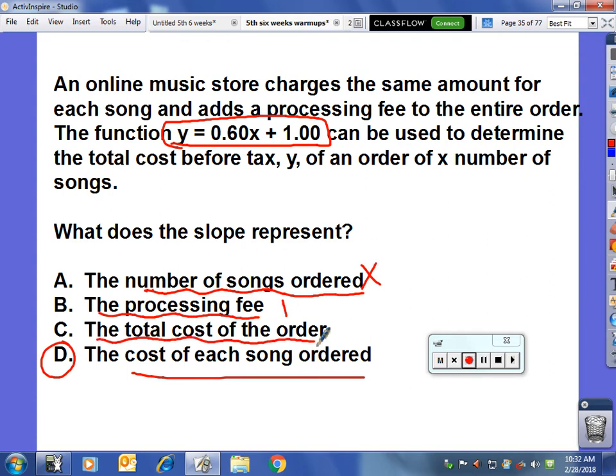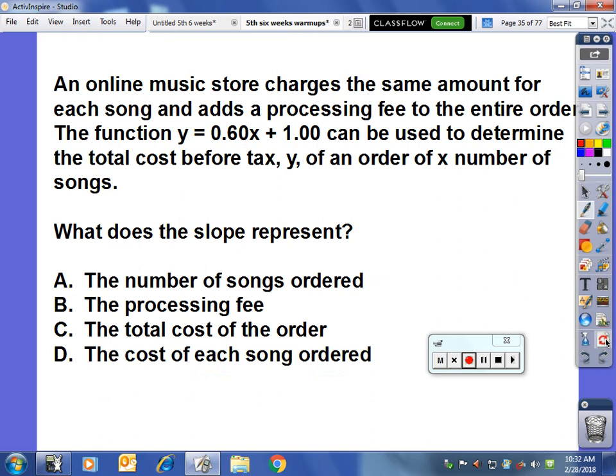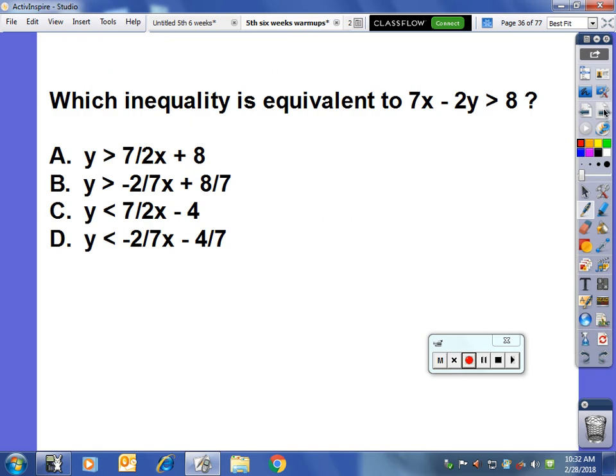What's the total cost of the order? That's whatever you get back for Y. And the 60 cents is the cost per song, or the cost of each song. Okay, solve for Y here, folks. Quickly, let's go.